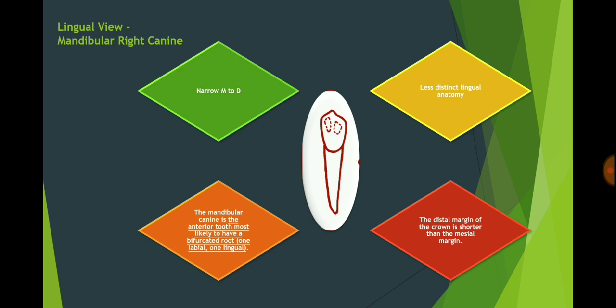So the mandibular canines are narrower mesiodistally compared to the maxillary canines. When you compare the mandibular canines to maxillary canines, mandibular canines have less distinct lingual anatomy, and the distal margin of the crown is shorter than the mesial margin. And the mandibular canine is the anterior tooth most likely to have a bifurcated root, one labial and one lingual. Another favorite board question.